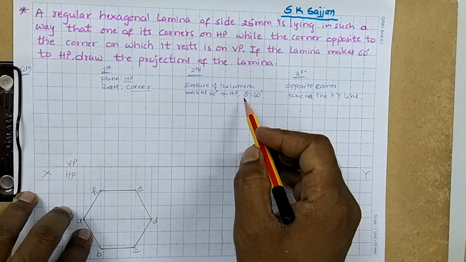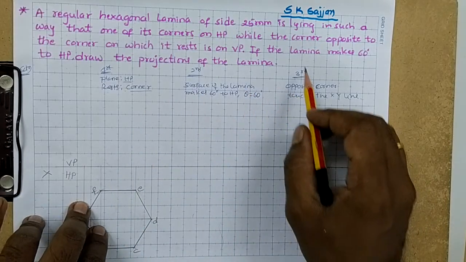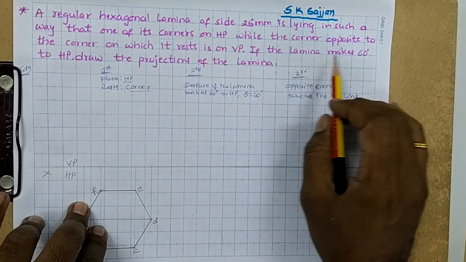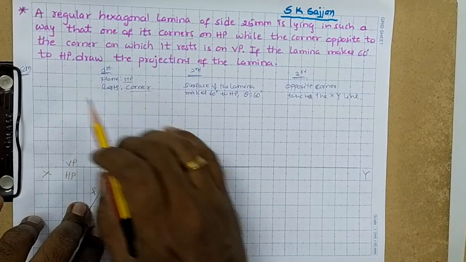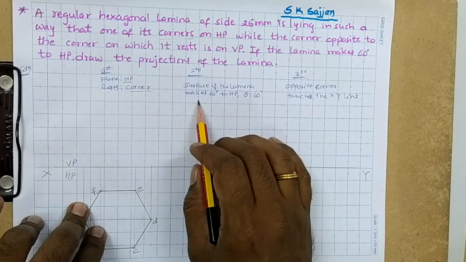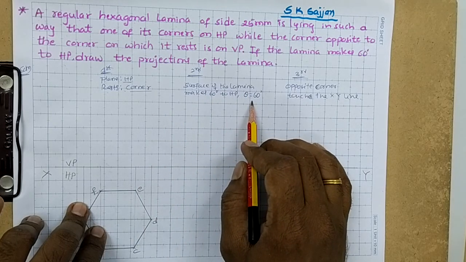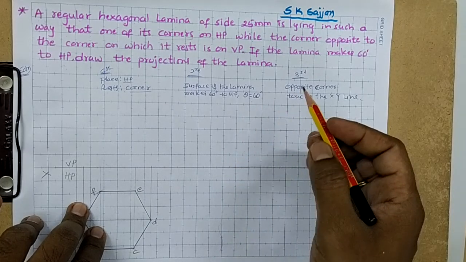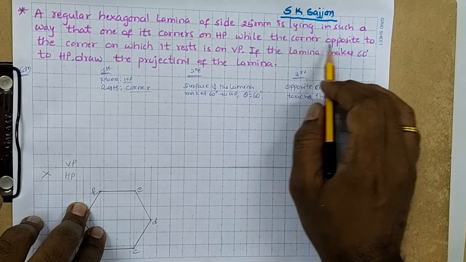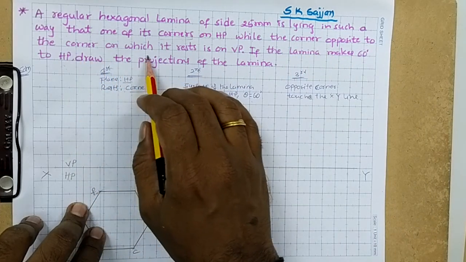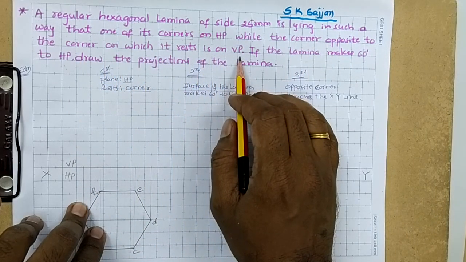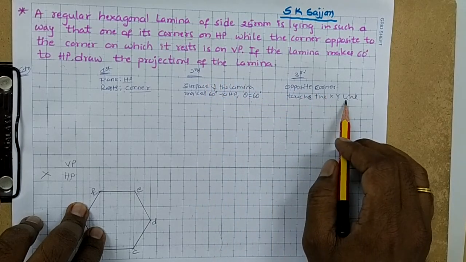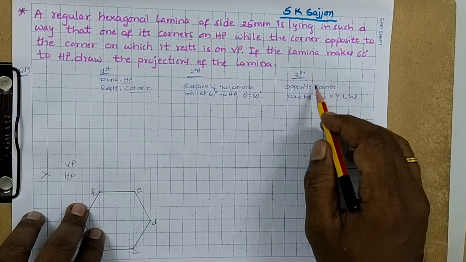Then for the second portion, what is given? If the lamina makes 60 degrees to HP, it means the surface of the lamina makes 60 degrees to HP, that is theta is equal to 60 degrees. This is the detail of the second portion. For the third portion, the corner opposite to the corner on which it rests is on VP, that is, the opposite corner touches the x1 line. Later I will explain these things.